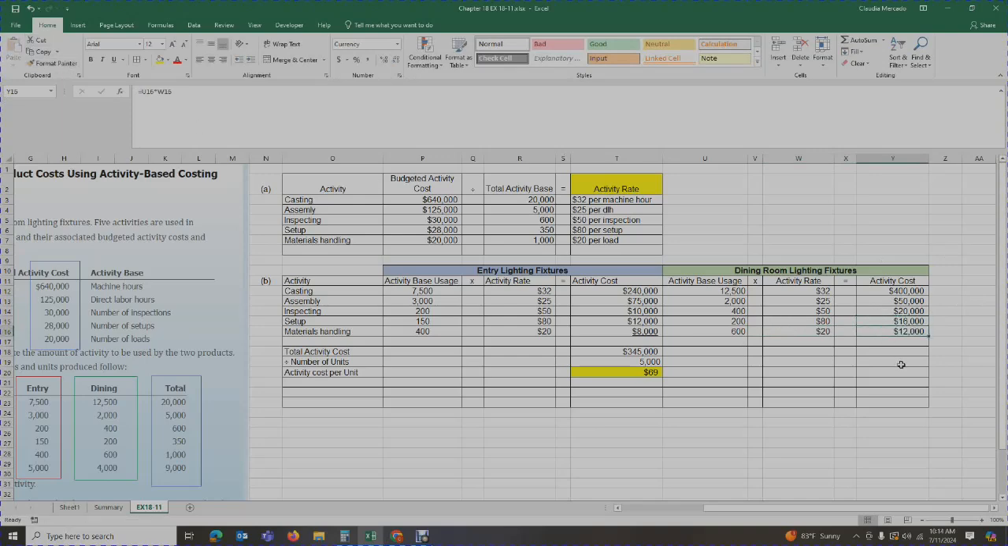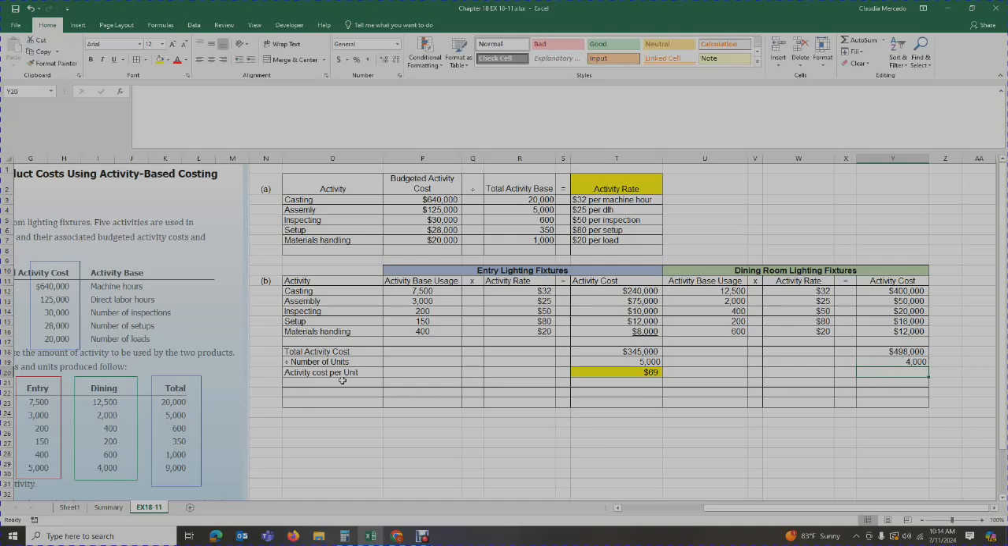So this is what each of the activity cost me to produce those dining room lighting fixtures. By activity, this is my activity cost. Now I'm going to get my total activity cost. I'm going to add up all of my activity cost to get a total. That gives me $498,000. I'm going to divide by the number of units. How many units did we produce? If we look down here, we produced 4,000 dining room fixtures.